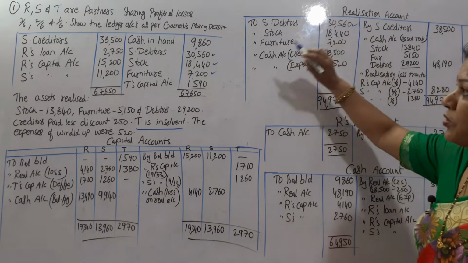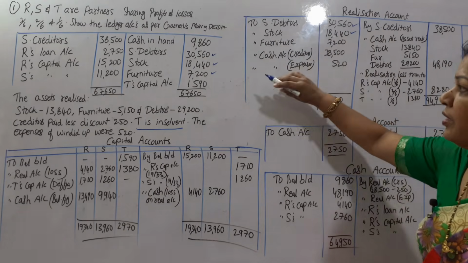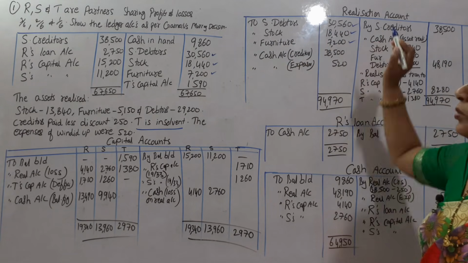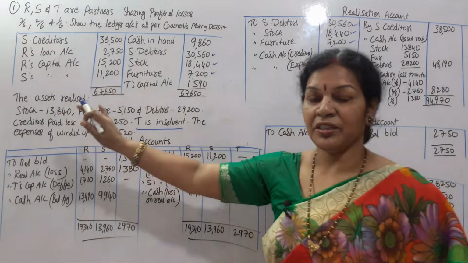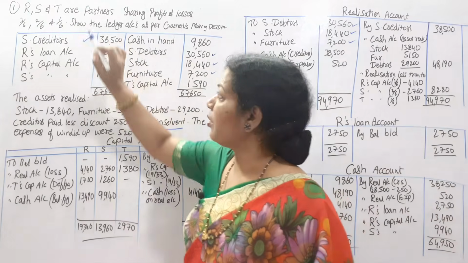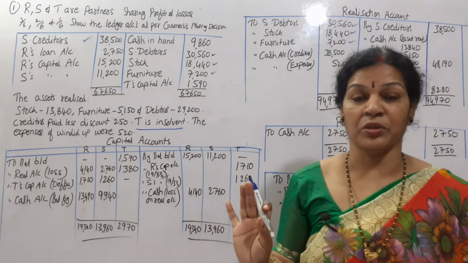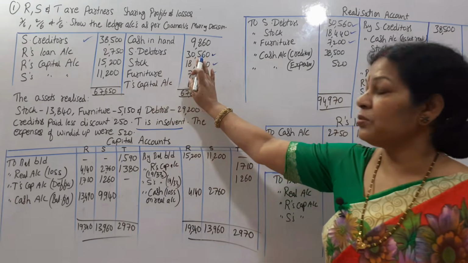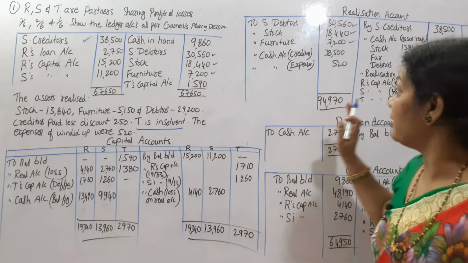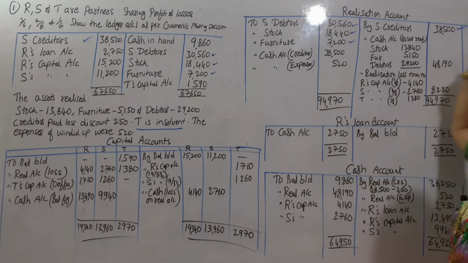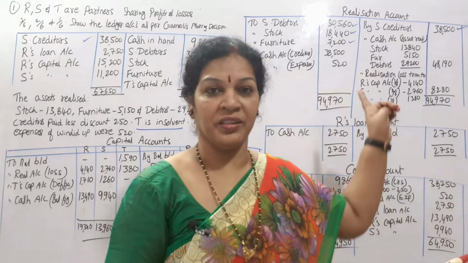30,560, stock 18,440, furniture 7,200. Okay. Now credit side, what can we take? Only the creditors. Outside liabilities here, creditors only. So this we are writing on the asset debit side. Creditors will be on the credit side. So creditors 38,500 I have written.